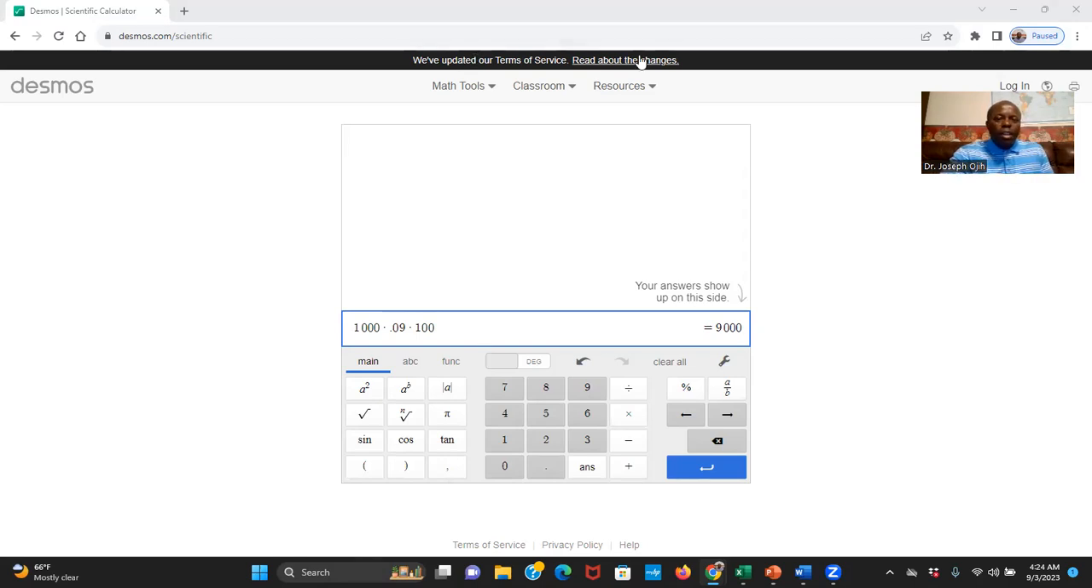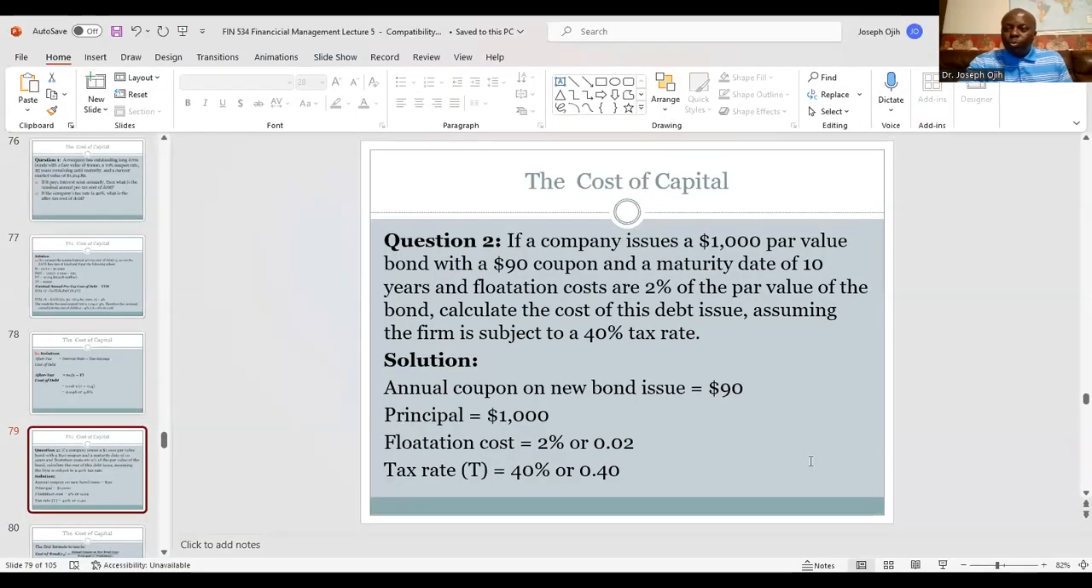I just want to explain it for those who might be confused about what a coupon payment is. Anyway, back to our question. If a company issues a $1,000 par value bond with a $90 coupon and a maturity date of 10 years, and the flotation cost is 2% of the par value of the bond, calculate the cost of this debt issue, assuming that the firm is subject to a 40% tax rate.